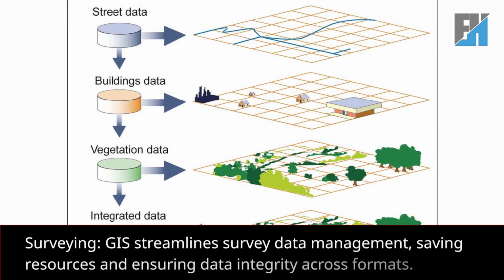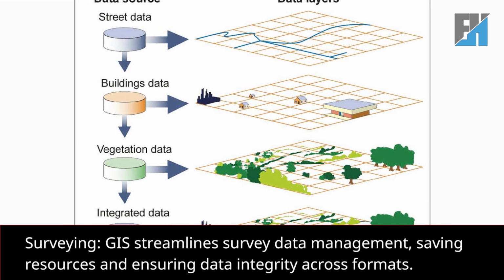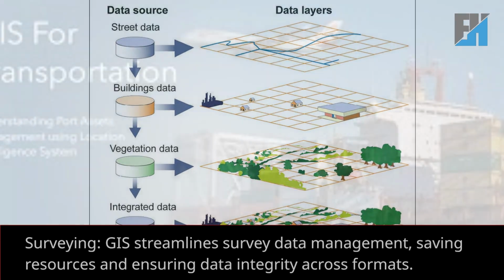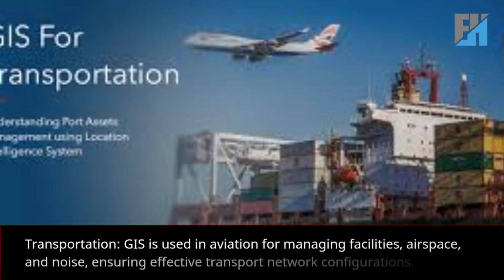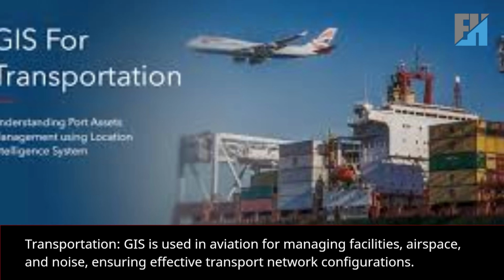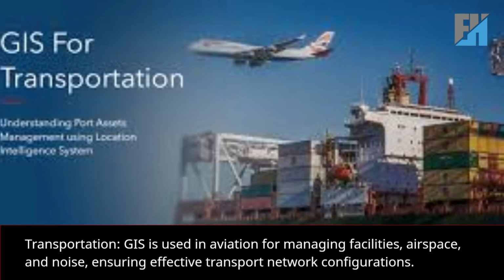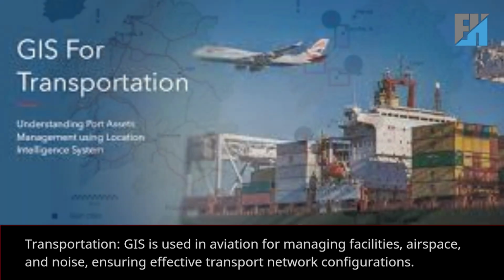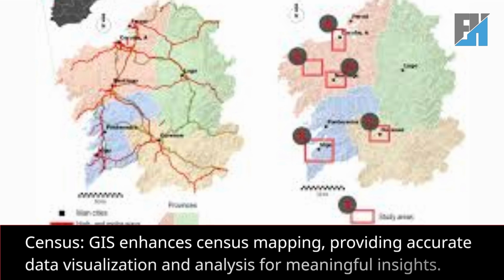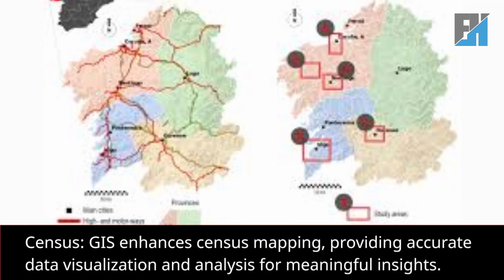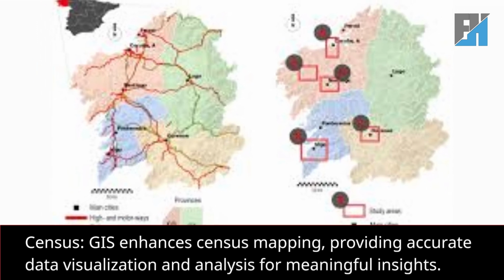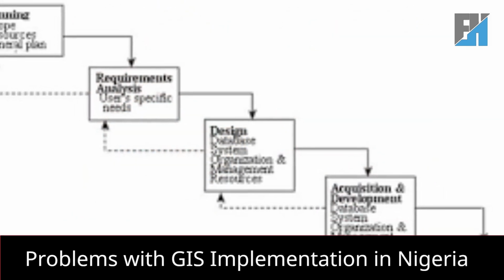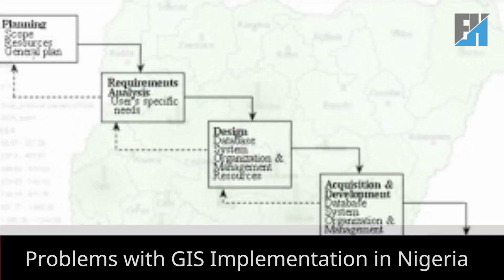Surveying. GIS streamlines survey data management, saving resources and ensuring data integrity across formats. Transportation. GIS is used in aviation for managing facilities, airspace, and noise, ensuring effective transport network configurations. Census. GIS enhances census mapping, providing accurate data visualization and analysis for meaningful insights. Problems with GIS implementation in Nigeria.